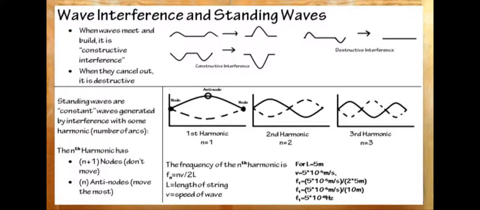These standing waves will have nodes and antinodes. Nodes are parts of the string that aren't going to be moving at all. Antinodes are parts of the string that are going to move the most. For the nth harmonic, the harmonic has n plus 1 nodes and n antinodes.